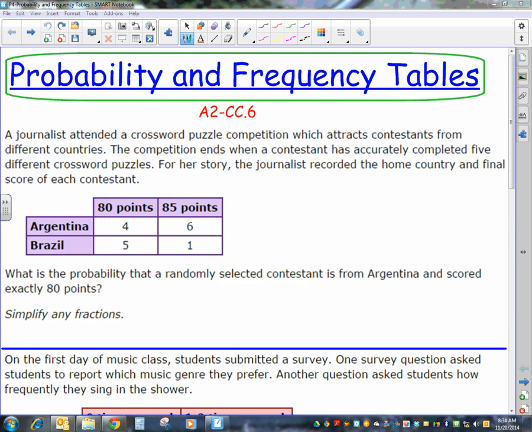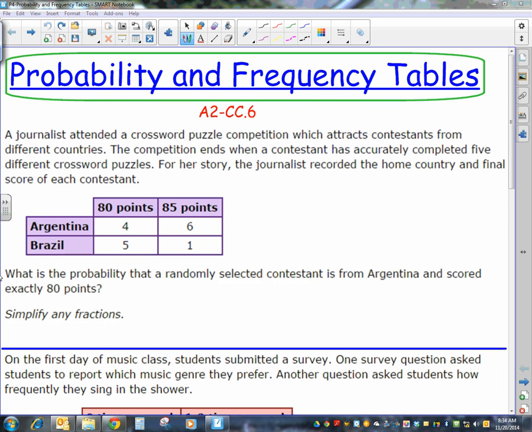Okay, so we have a journalist who attended a crossword puzzle competition which attracts contestants from different countries. The competition ends when a contestant has accurately completed 5 different crossword puzzles. For her story, the journalist recorded the home country and final score of each contestant. Okay, so here's your chart.